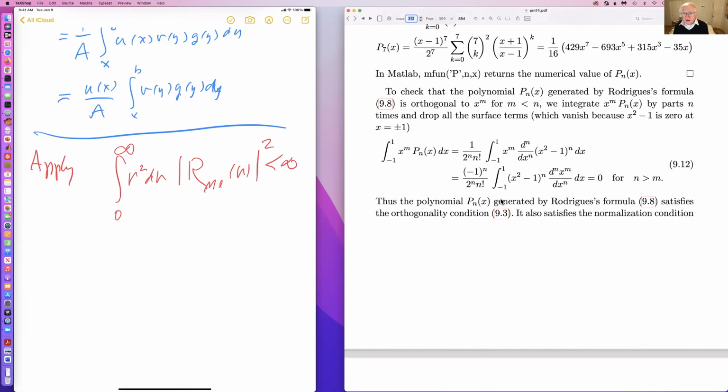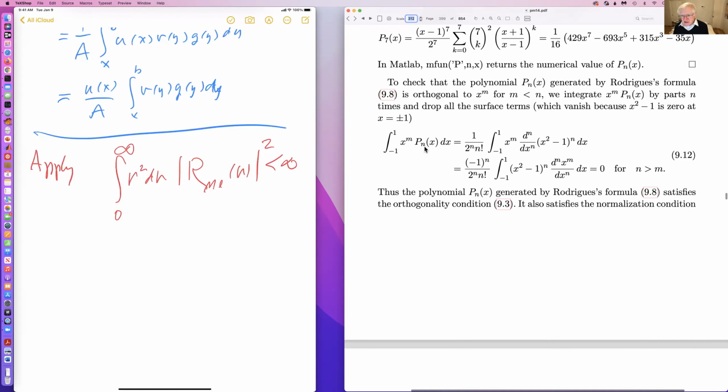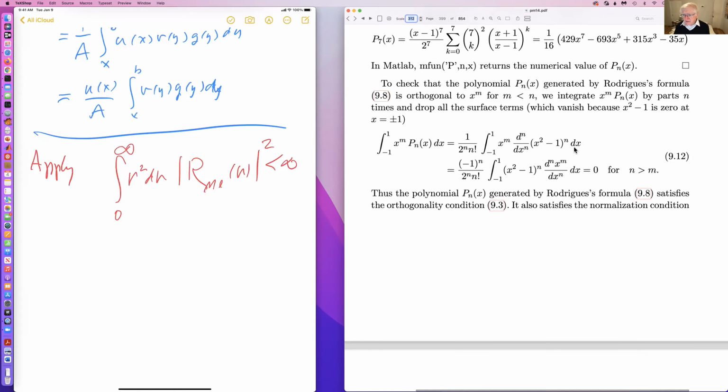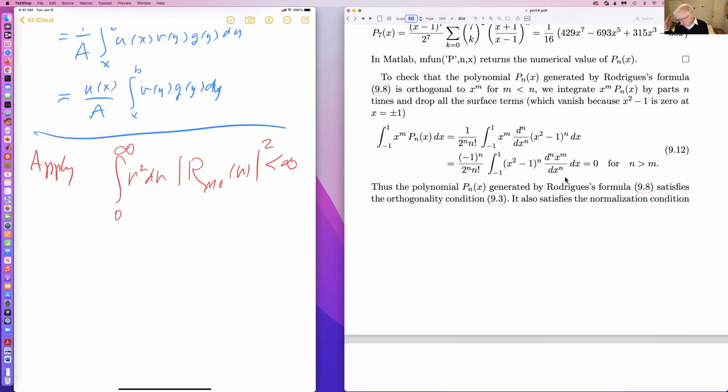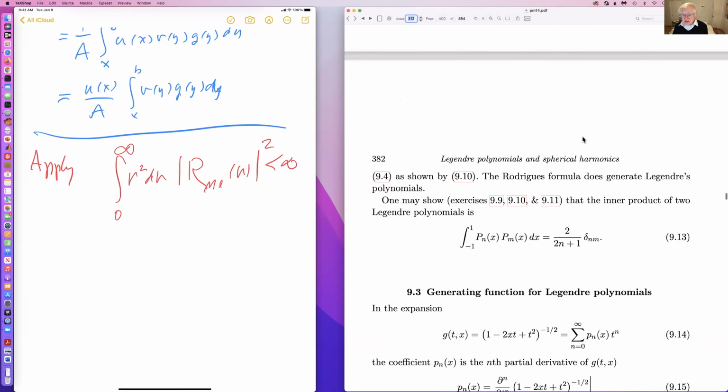Anyway, to check that these are orthogonal, we want to see whether this vanishes when m is less than n. If you use Rodrigues's formula, you see it's the nth derivative of this thing. You integrate by parts n times, and then you get the nth derivative of x to the m. You drop all the surface terms because this monomial vanishes at the two endpoints, -1 and +1. And then obviously if m is less than n, this derivative vanishes. And so Rodrigues's formula gets the orthogonality as well as the normalization right.